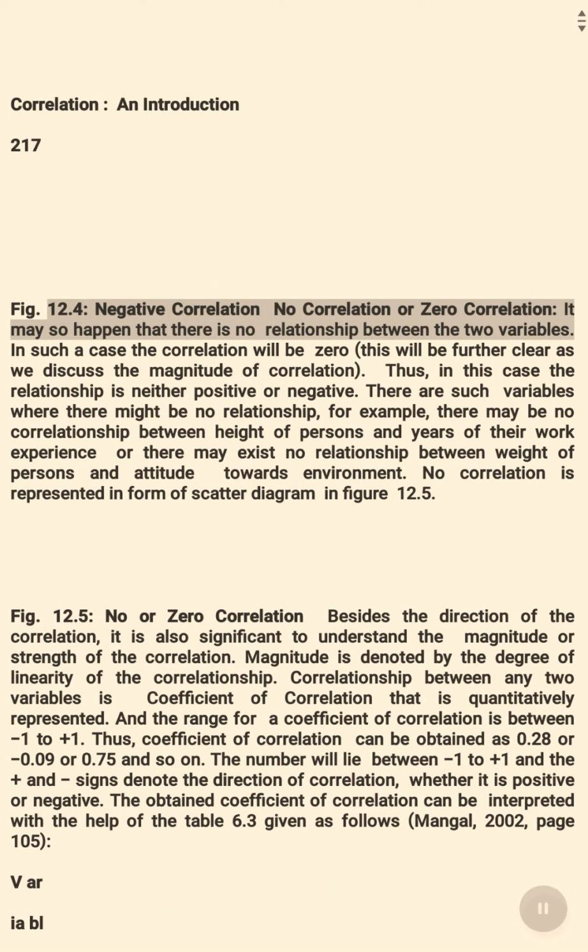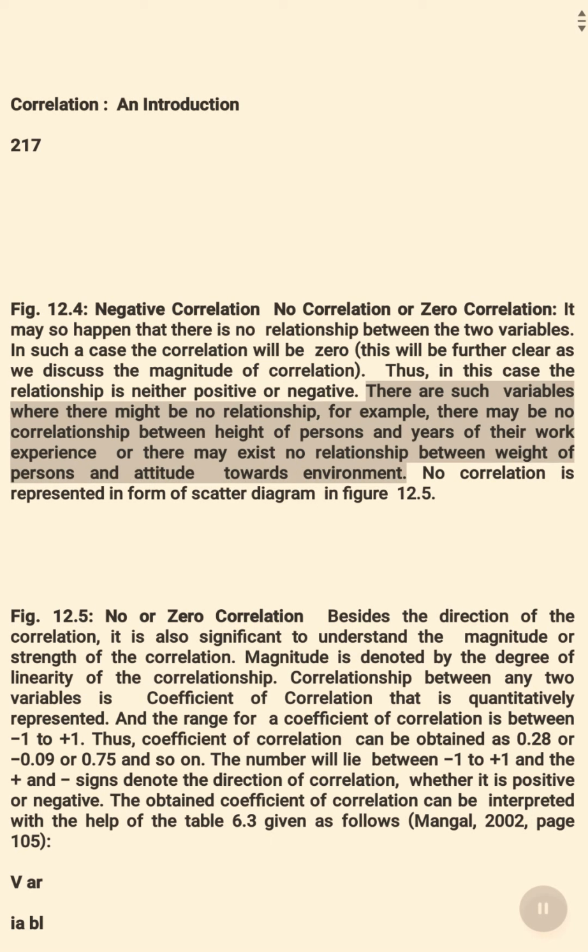No correlation, or zero correlation. It may so happen that there is no relationship between the two variables. In such a case, the correlation will be zero. This will be further clear as we discuss the magnitude of correlation. Thus, in this case, the relationship is neither positive nor negative. There are such variables where there might be no relationship.